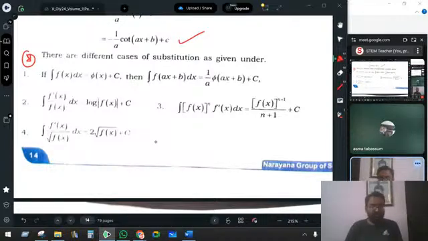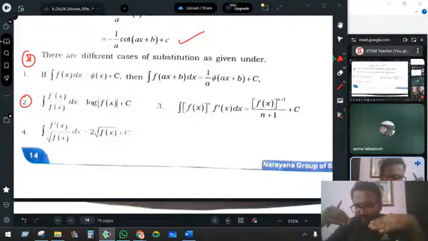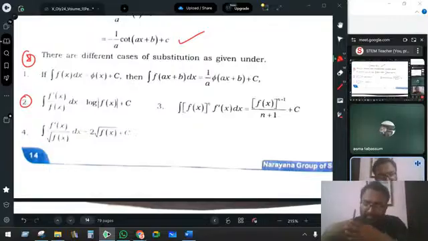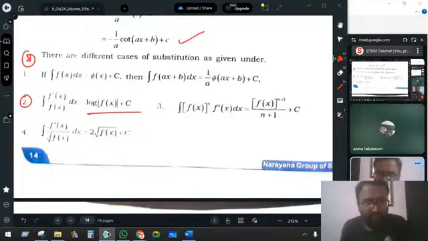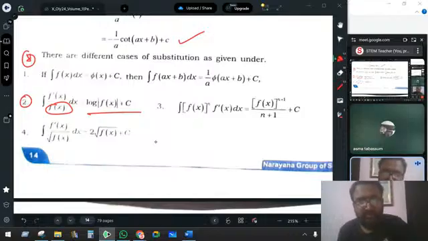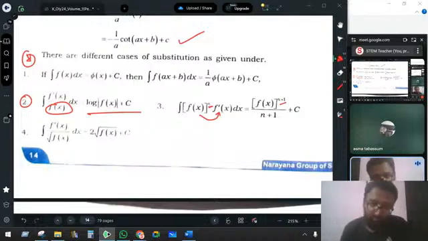Integration, this is important. Integration of f dash x by f of x. Whenever there is a numerator and denominator, and the denominator function's derivative is in the numerator, then the integration is log of f of x, log of this denominator. And f dash x into f of x whole power n, if the derivative is in the product but the power is n, no problem, it's f of x whole power n plus 1 by n plus 1 plus c.